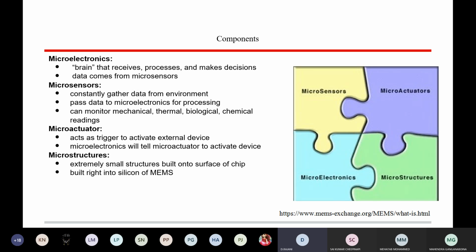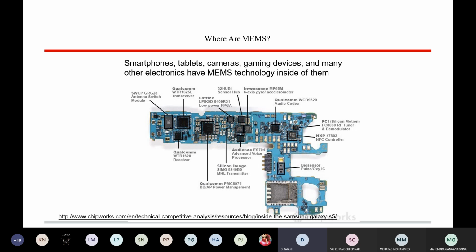Next, what are the applications of MEMS technology? For example, smartphones. In our smartphones, we have internal memory cards or RAM. All of these things are inserted into an IC chip only. Next, tablets, cameras, gaming devices, and many other electronics have MEMS technology inside of them. For example, we can show here, these all belong to ICs only.